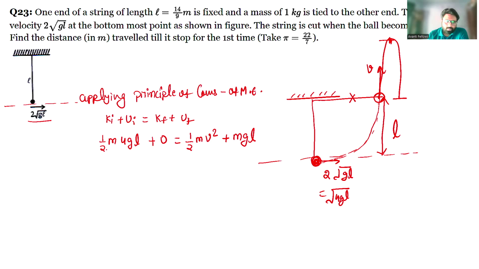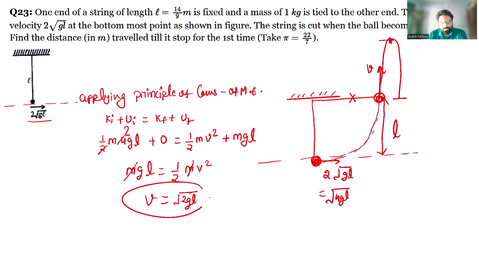Okay. Now this is 2 mgl and this is mgl. So it will become mgl only, equals to 1 by 2 m v square. M and M will get cancelled out. So velocity at this particular point is coming out to be as what? Root 2gl. Obviously, it is decreased because some of the portion is converted into potential energy.